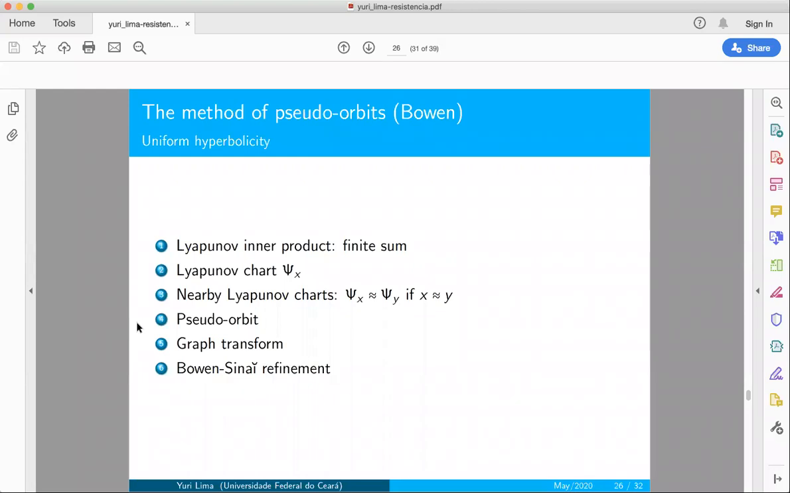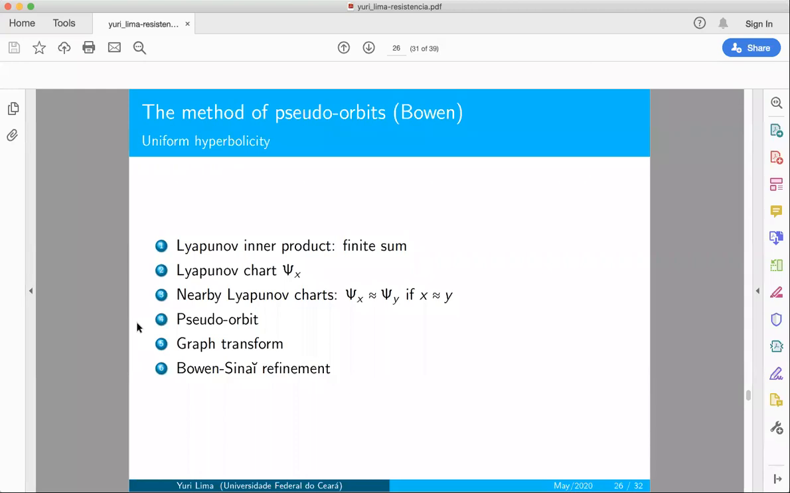And then he used the notion of pseudo-orbits together with the notion of graph transforms, together with the idea of considering refinements of covers, which is due to him himself and Sinai. And plugging these ingredients all together, he was able to give a different proof of the existence of Markov partitions for Axiom A diffeomorphisms. And we want to mimic this method.